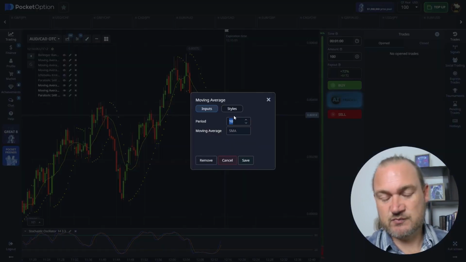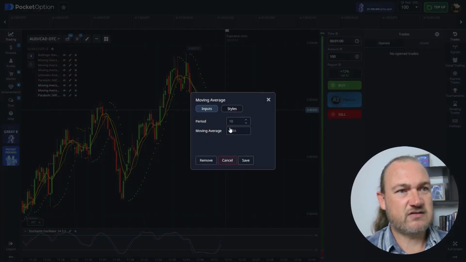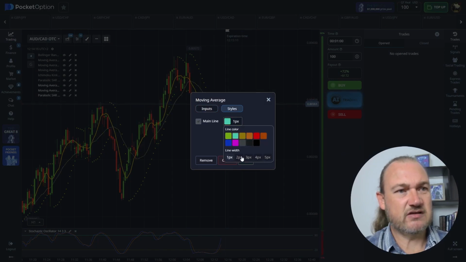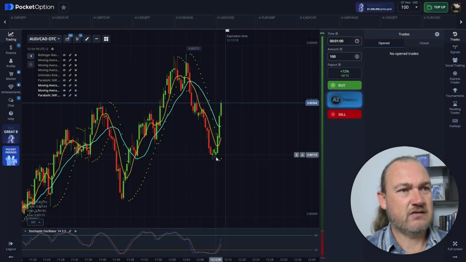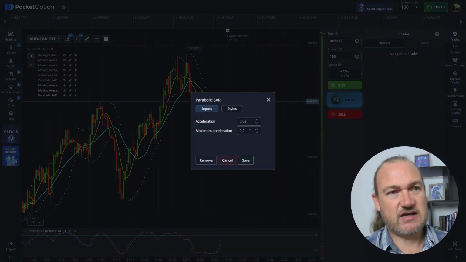We're going to set our first moving average to 7. And I'm just going to make the line a little thicker here. Next moving average is going to go to 17. And again, I'm just changing the line width. There we go. So now we've got 2 moving averages. And next up, we're going to change the parabolic stop and release. We're going to add an 8 behind each value.